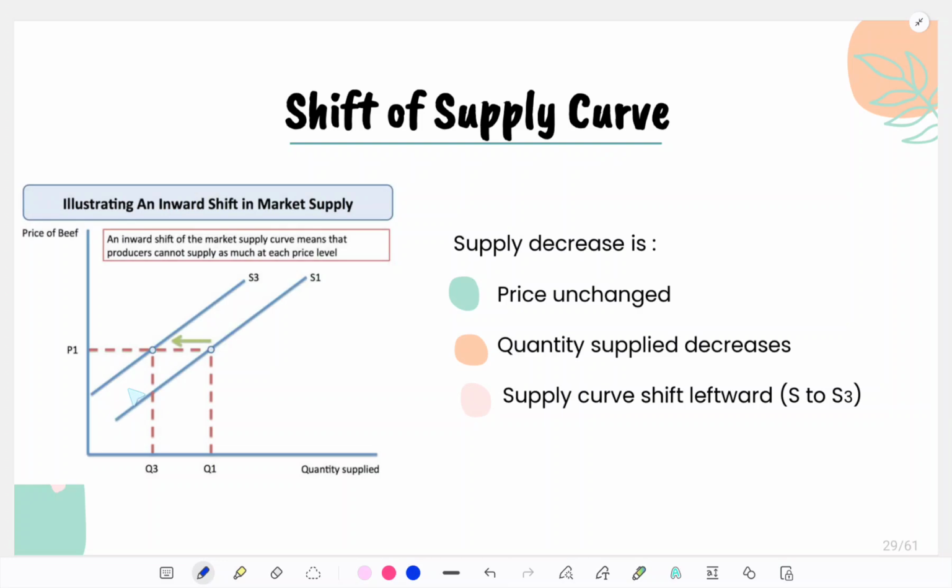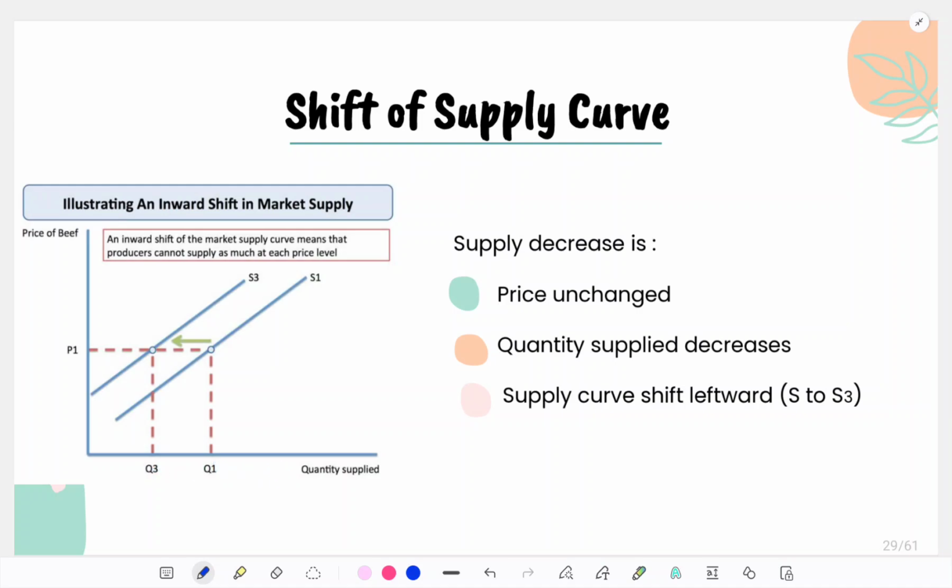The supply curve shows the relationship between price and quantity that producers are willing to supply. Normally, the supply curve slopes upwards because as the price increases, suppliers are willing to supply more.